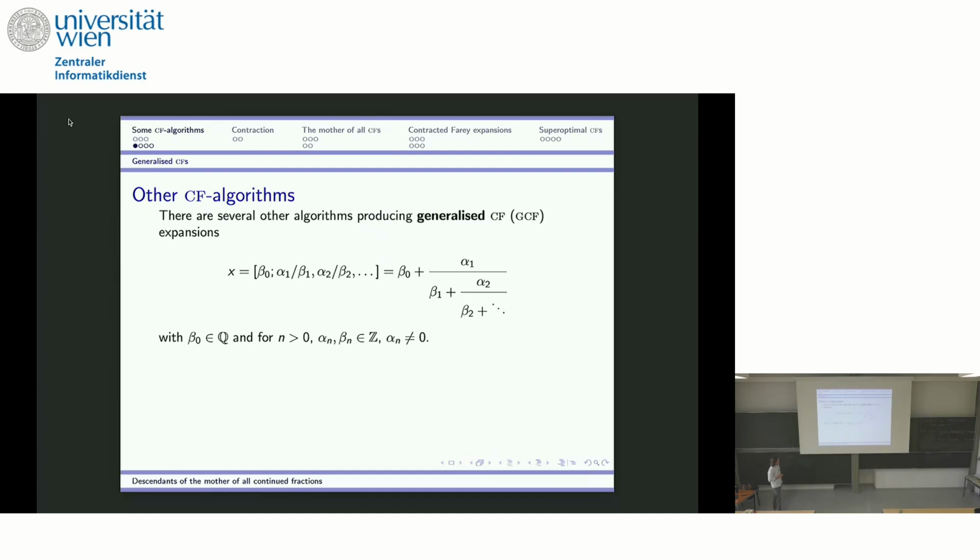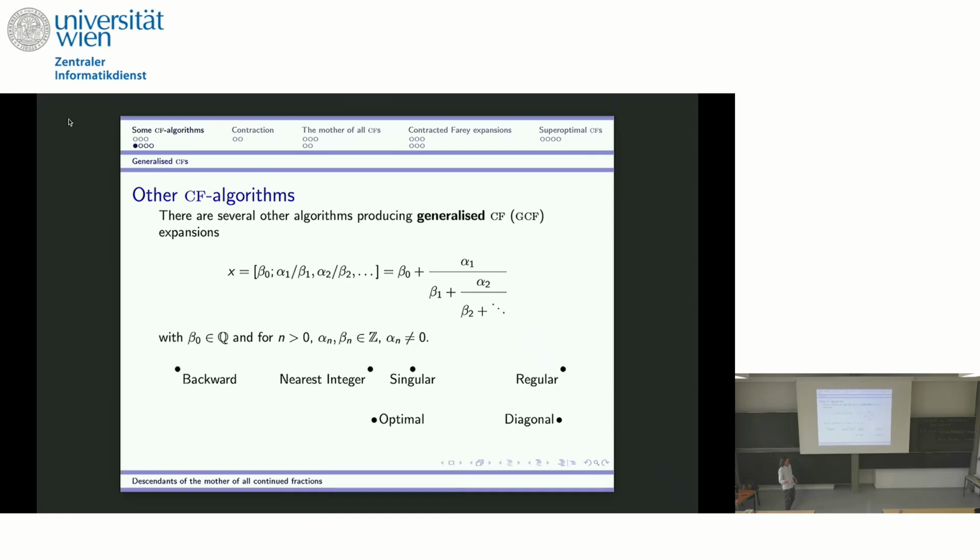Okay. So besides the regular continued fractions, there are several other continued fraction expansions and algorithms to produce these. For the sake of this talk, I'll call these generalized continued fraction expansions. And these will be denoted with beta naught, alpha 1 over beta 1, alpha 2 over beta 2, etc. Here, beta naught can be a rational number, and the alphas and the rest of the betas are integers. We'll assume that the alphas are non-zero.